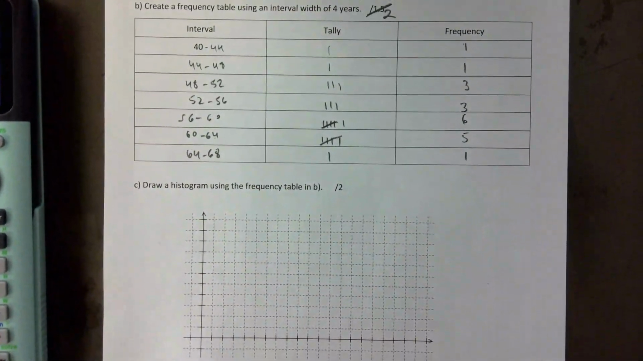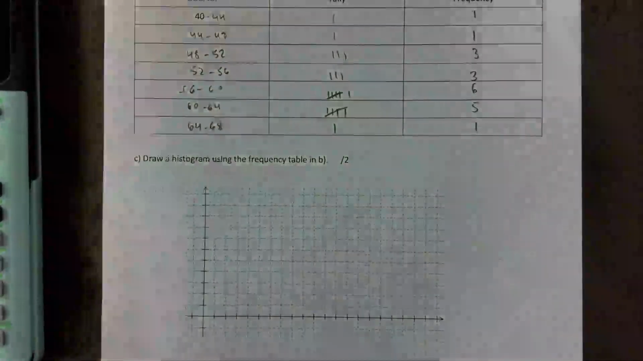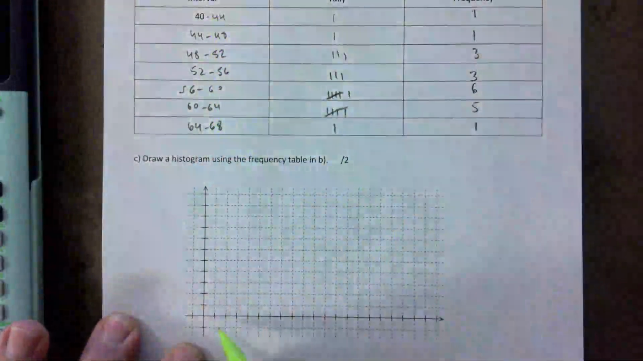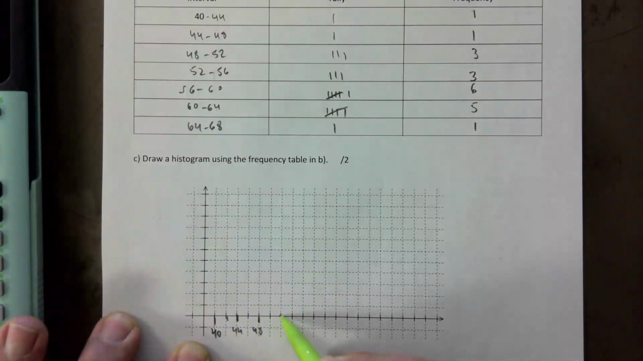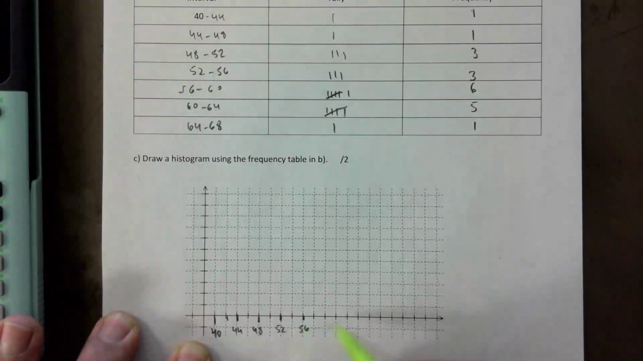Next, you graph this thing, and obviously I would use my interval here. So I would start maybe here with 40, and then 44, 48. I can actually probably go two boxes at a time. 44, 48, 52, 56, and so forth. It's up to you how you want to do it. 64, and this is 68.